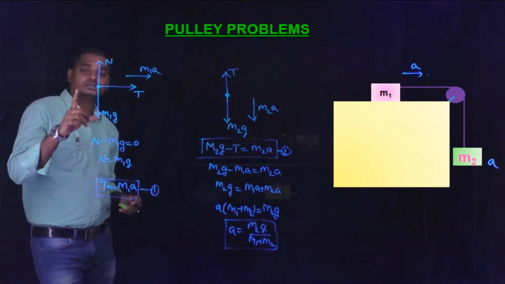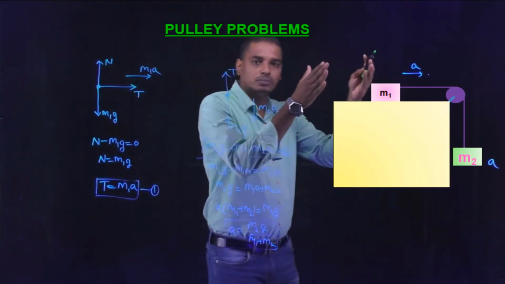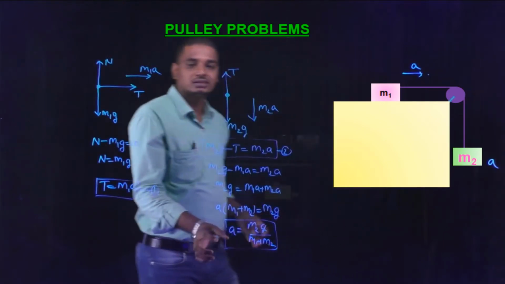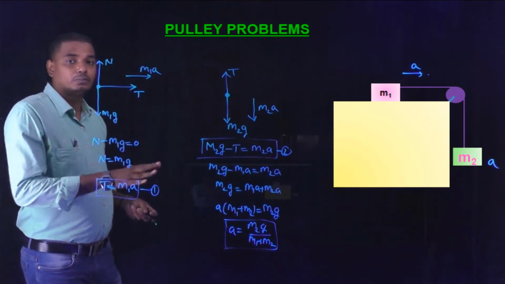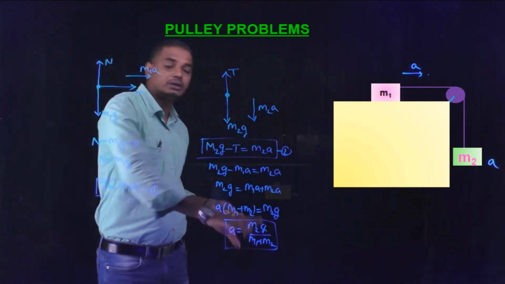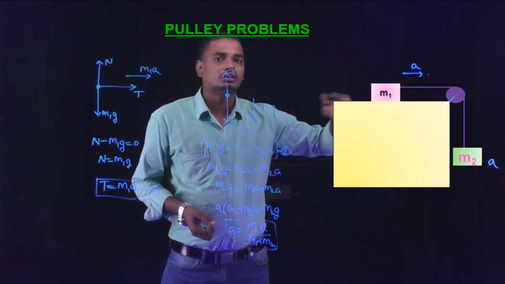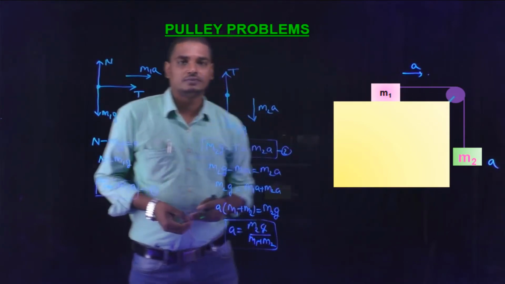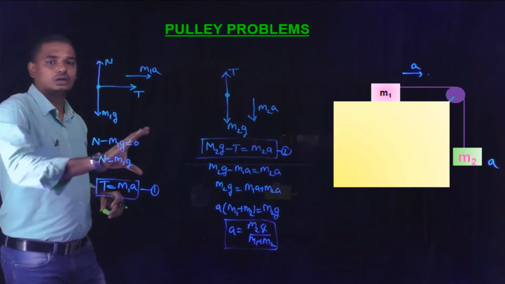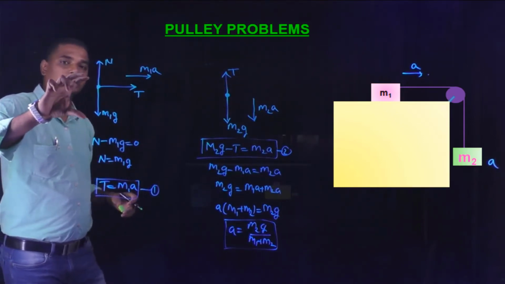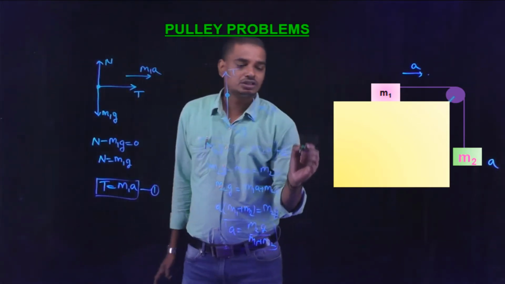From our previous discussion of pulley problems, where both of the masses are in the downward direction, we got the acceleration as m2 minus m1 into g by m1 plus m2. But here it is only m2g by m1 plus m2, because here block 1 is in a horizontal position, at rest over a surface, so we do not consider the weight of the body. Just observe how to draw the free body diagram and how to solve the equations.